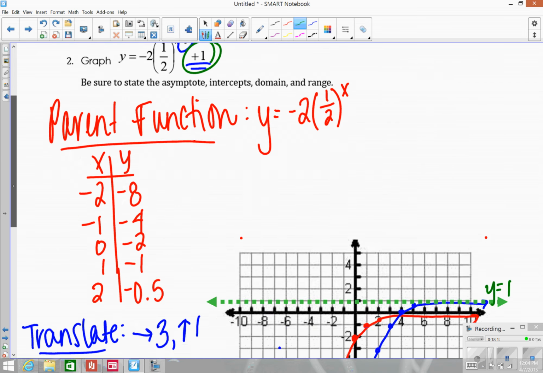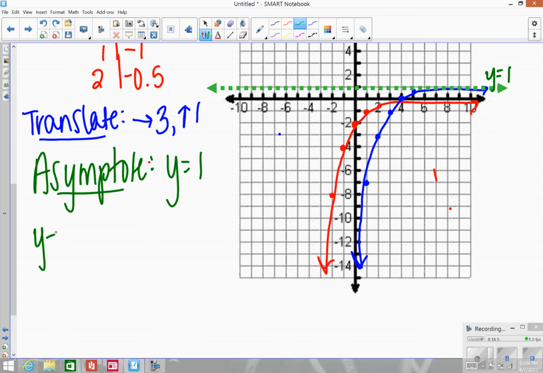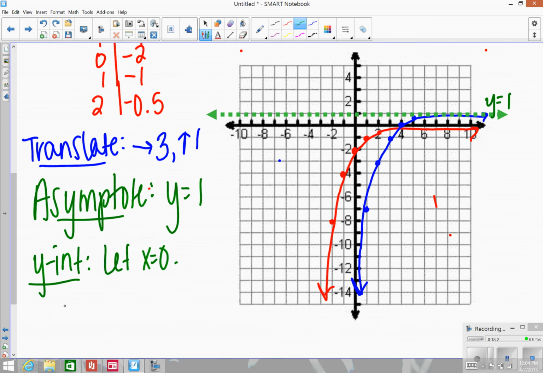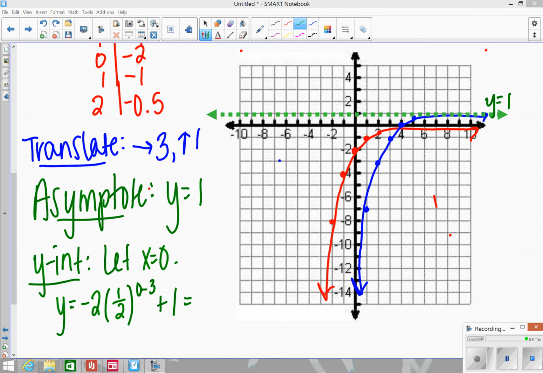The y-intercept is the next thing. So we're going to let x = 0, and we want to plug into the entire original. So remember, you can't just use that a value unless it's a parent function. So I have to plug into the original, which means it's going to change. So then we go ahead and calculate that. We get -15. So my y-intercept is (0, -15).